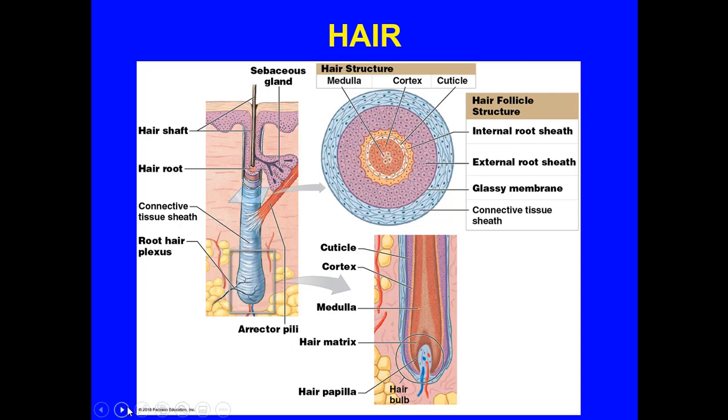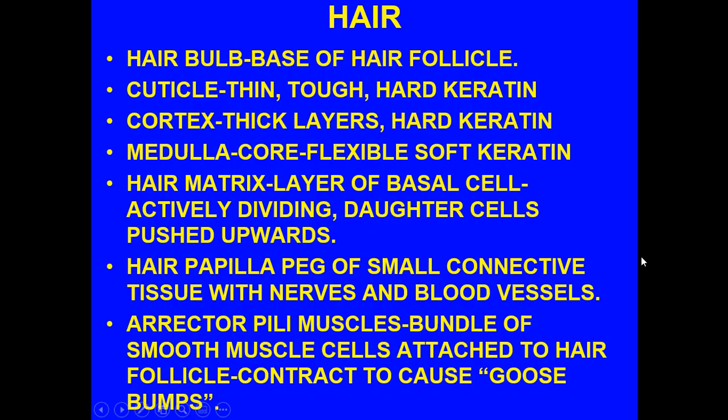Now, let me go through some terminologies to help reinforce this. The hair bulb is the base of the hair follicle. The cuticle is composed of thin, tough, hard keratin. The cortex has thick layers and it's composed also of hard keratin. The medulla is the core, and it's flexible and contains a soft type of keratin.